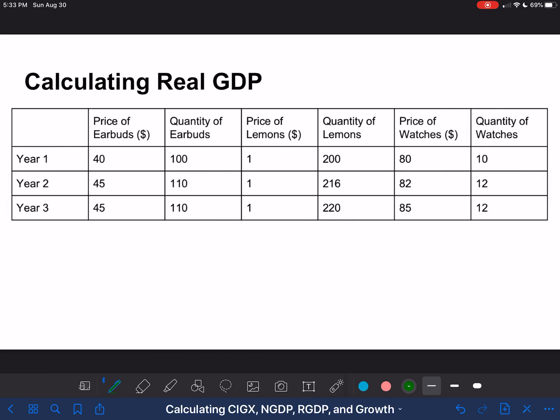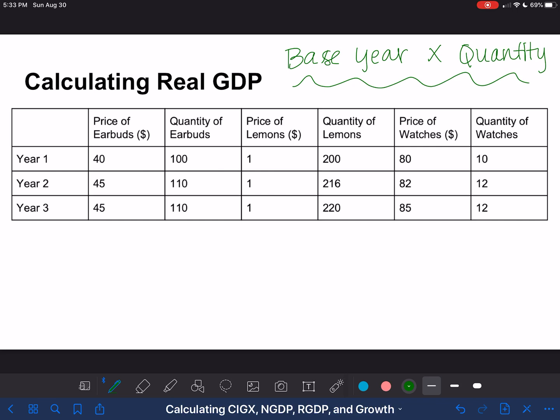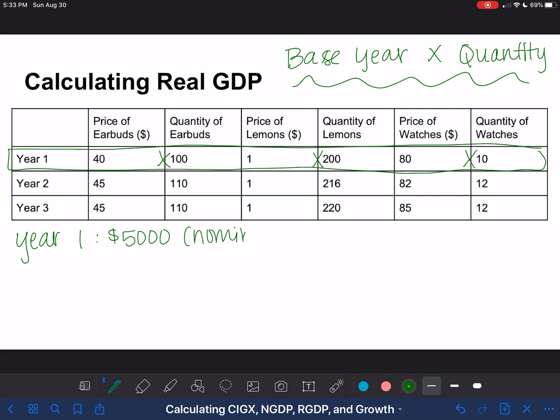Now let's calculate the real GDP. The real GDP is the base year price times the current year quantity. If we focus on calculating the real GDP for year 1, what do you think it is going to be? It should be the same as our nominal GDP, because it's going to be 40 times 100 plus 1 times 200 plus 80 times 10, which equals 5,000. This is the same as the nominal GDP.